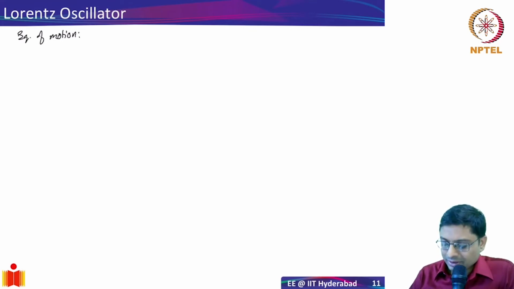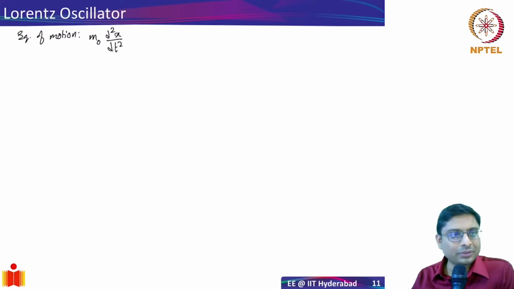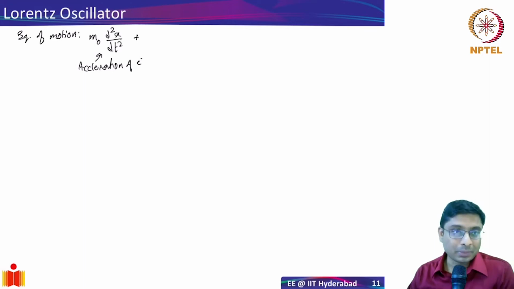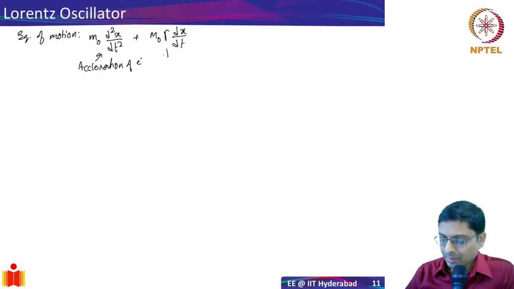So what happens is, the mass of the electron, let's call it m naught, and the acceleration of the electron is captured by d square x by dt square. This is the acceleration of the electron. That is one thing. Some of the applied force is going to be used up as damping. The electron gets damped, so some of the energy is lost in that. The damping force can be written as m naught gamma dx by dt. This is the damping term, where the damping coefficient is gamma.